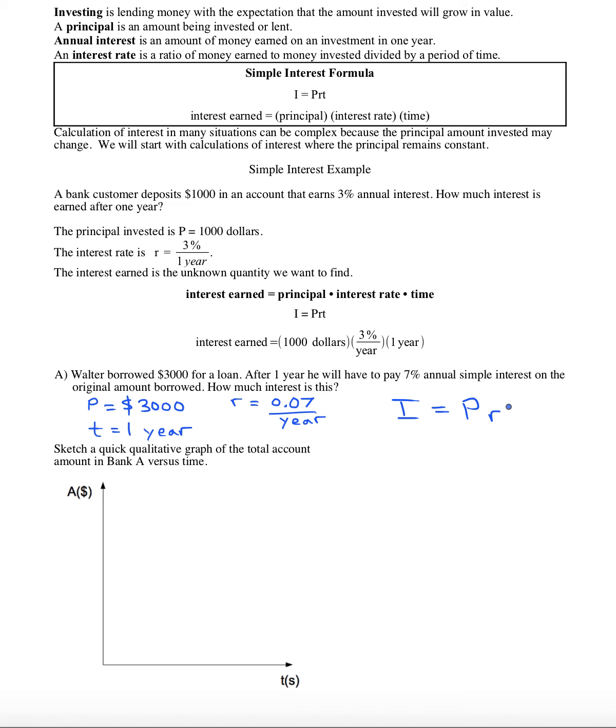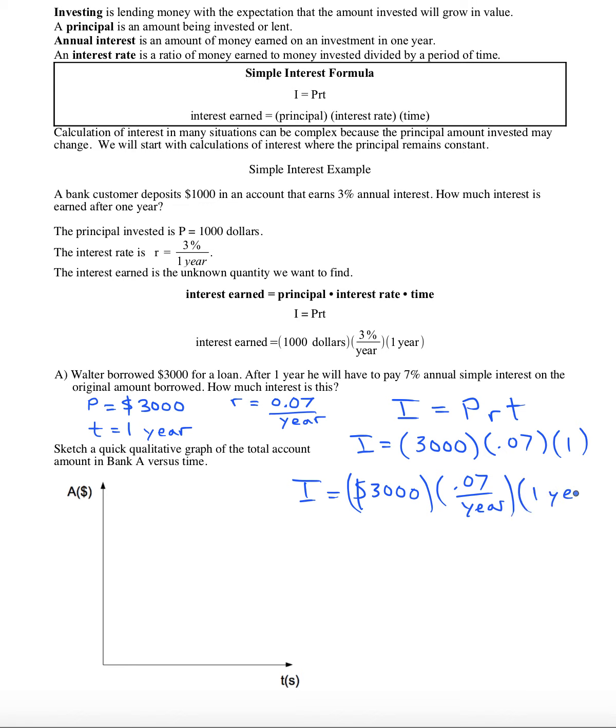Now let's just plug into the formula. I equals P times R times T. It'll be 3,000 times 0.07 times 1. If we show the units, you can see how they cancel nicely. The time units will cancel off, and it's $210.